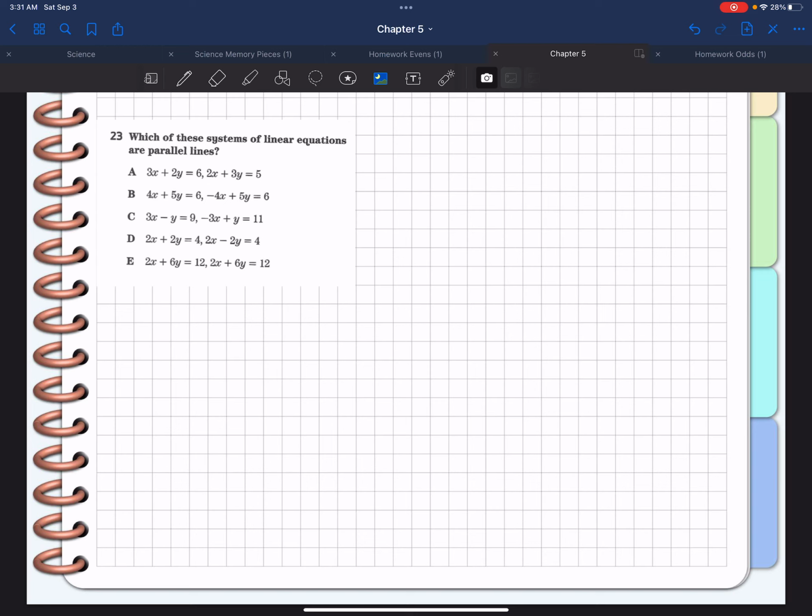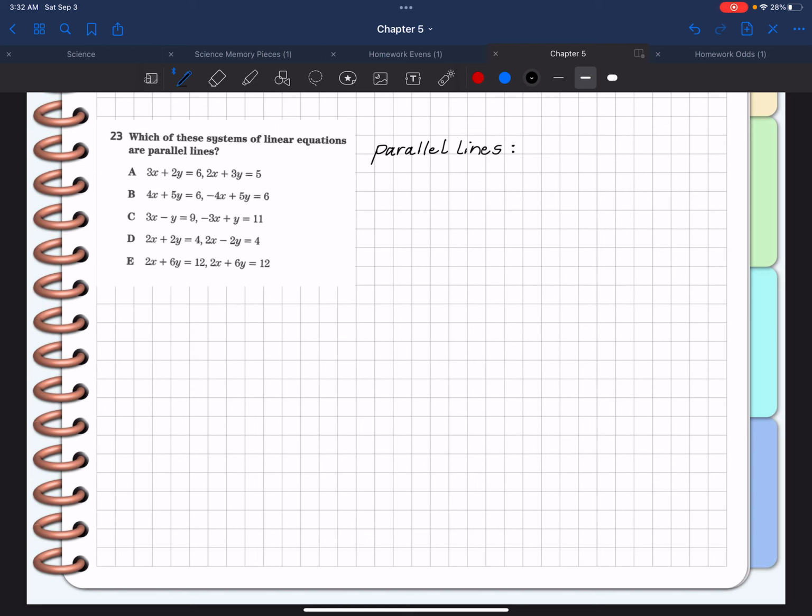Which of these systems of linear equations are parallel lines? Now, here's what you need to know that I haven't told you yet. I've told you that parallel lines have the same slope. So that is one way that you could find the answer. You could put all of them in slope-intercept form, that's 10 equations, and find the slope that way. You can do that, but I'm not going to do that.